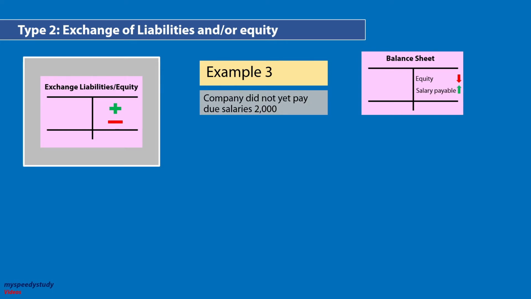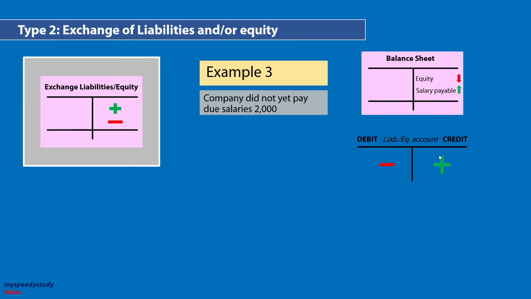The distinct feature of an expense is that it decreases profit, and since profit happens in the equity, an expense decreases equity. Keep that in mind. An expense decreases equity. That is what expenses do. So the equity goes down and the liability, in this case a salary payable, goes up.